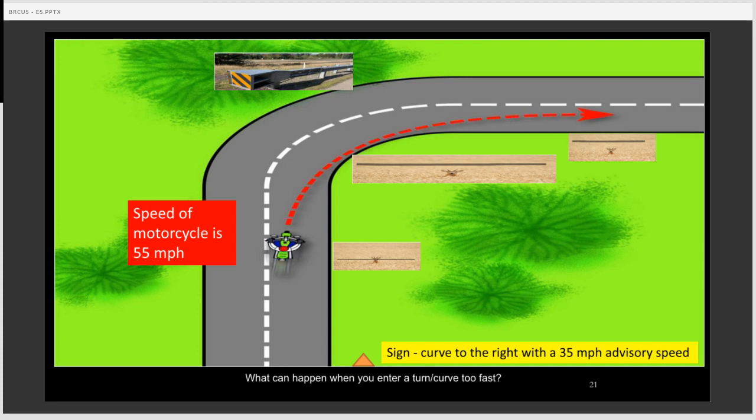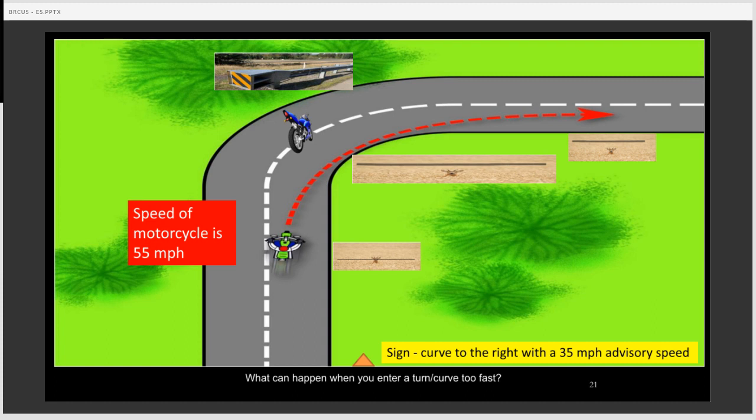So now we have Joe Rocket going into this turn at 55 miles per hour. And over here we've got a guardrail, which creates a little bit of an issue. What's going to happen to Joe as he goes into this turn at 55 miles an hour? Yeah, he's going to run wide, something like this. He's going to wind up in the oncoming lane, doing 55.